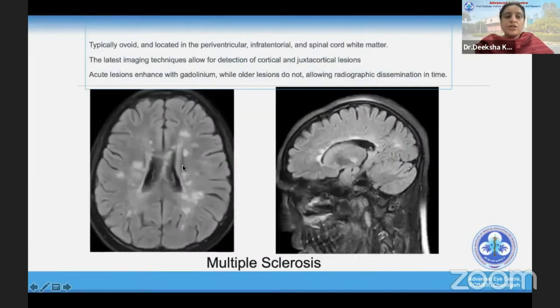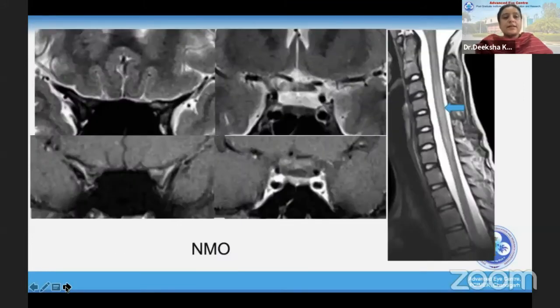If you see, the brain lesions are typically ovoid. They are located in the periventricular, infratentorial, and spinal cord white matter. And the latest imaging techniques allow for detection of cortical as well as juxtacortical lesions. Acute lesions enhance with gadolinium while the older lesions do not, and this allows radiographic dissemination in time distinction. So here we see the sagittal image on the right. We see these typically perpendicular radiating lesions, and we see the white matter lesions on an axial cut.